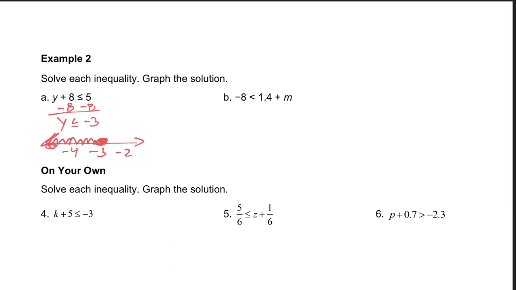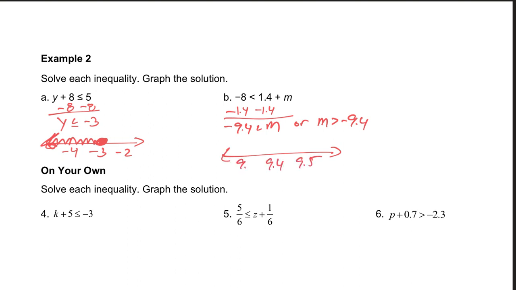Part B, I'm going to subtract 1.4 from both sides. That leaves me with negative 9.4 is less than m. Or you can write it as m greater than negative 9.4 because the m is still getting eaten. So when I graph this, I might put 9.4 in the middle, then maybe 9.5 after it, and 9.3 before it. You could also use the numbers.